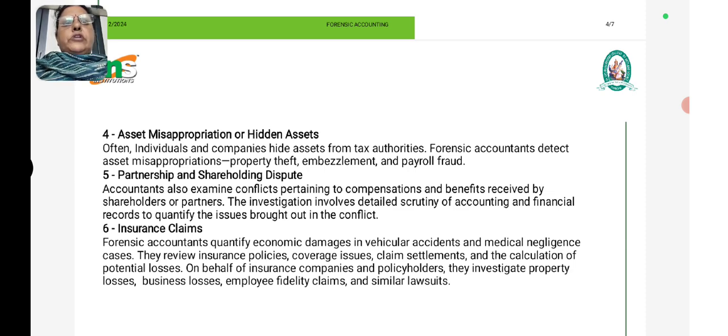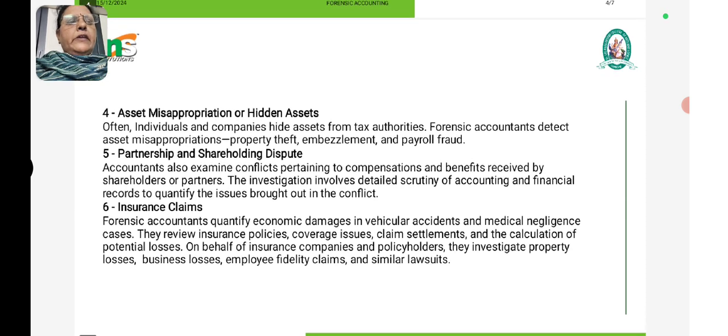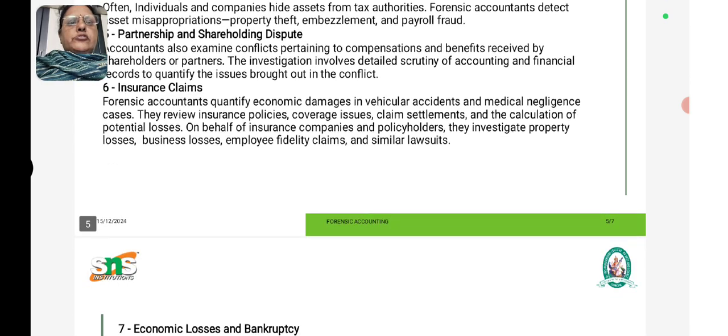Partnership and shareholding disputes: accountants also examine conflicts pertaining to compensation and benefits received by shareholders or partners. This investigation involves detailed scrutiny of accounting and financial records to quantify the issue brought out in the conflicts. Insurance claims: forensic accountants quantify economic damages in vehicular accident and medical negligence cases. They review insurance policies, coverage issues, claim settlements and calculation of potential losses on behalf of insurance companies and policyholders. They investigate property losses, business losses, employee fidelity claims and similar lawsuits.